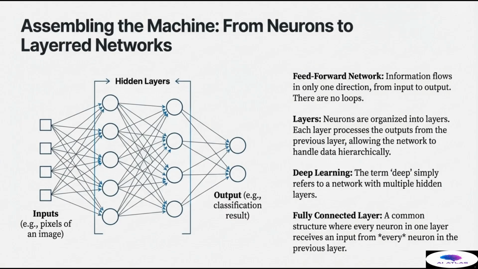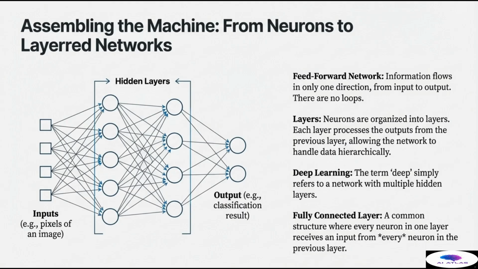With the modern neuron defined, we now turn to the process of assembling the machine, from neurons to layered networks. Modern deep learning achieves its power not through the complexity of a single neuron, but through the complexity of arranging many simple neurons into deep, structured layers. First, let's define the architecture we are looking at. This is a feed-forward network. Information flows in only one direction, from the inputs, through the hidden layers, and finally to the output. There are no loops or feedback mechanisms in this basic structure, hence feed-forward.